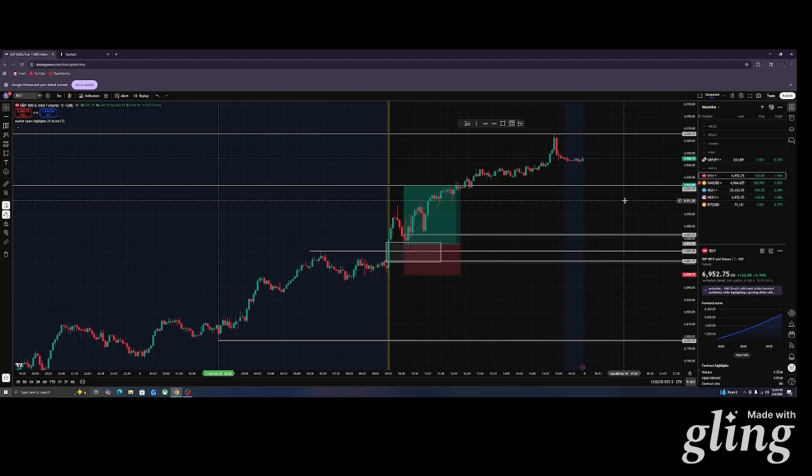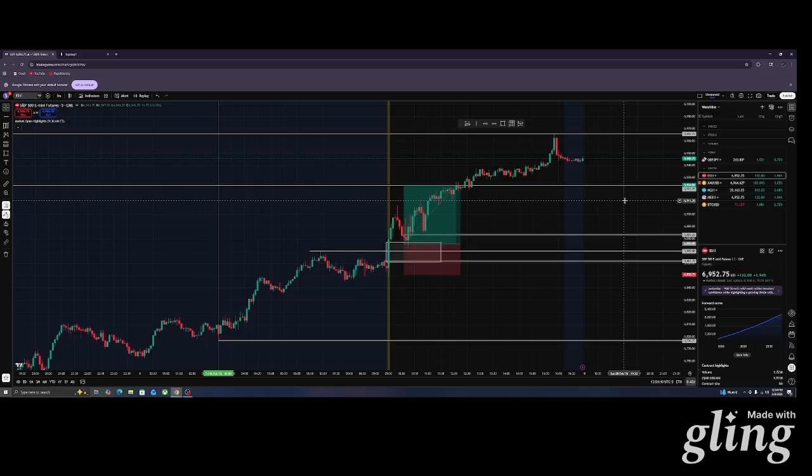I want to break down this long trade that just made me $1,447 step by step. I'm going to show you exactly how I found the trade and why I took the trade. So the first thing I did was determine the overall market bias for the day, and the market was bullish.